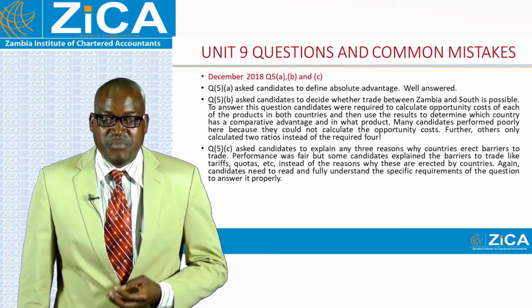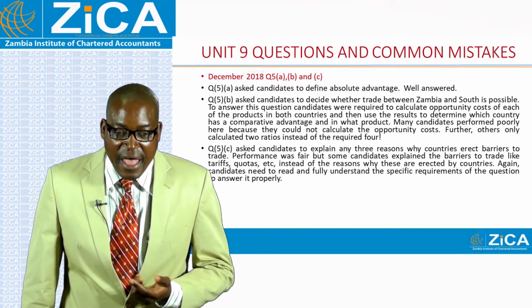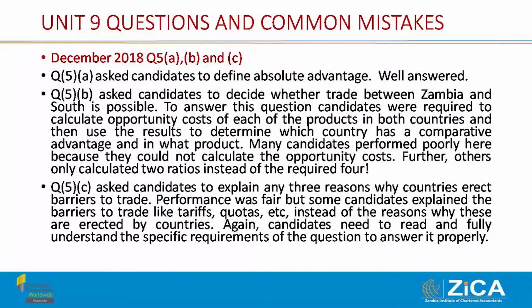The questions that have been asked in the past relate to question number 5A in 2018 December. It asked candidates to calculate absolute advantage from the information that is given, and then the other part of the question required candidates to calculate comparative advantage, and after those calculations determine which country has a comparative advantage in what product, so that trade between the two countries can be undertaken.